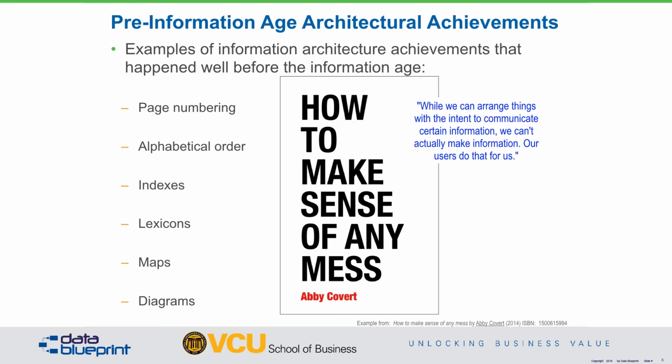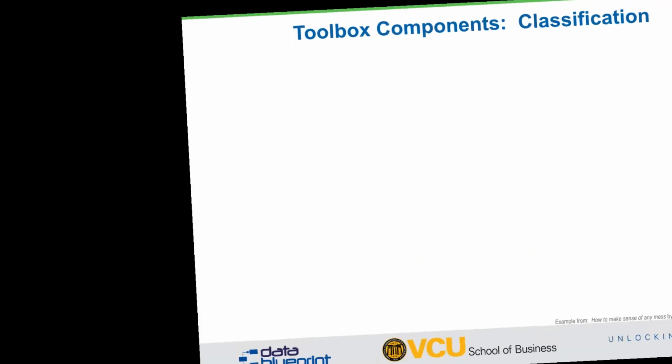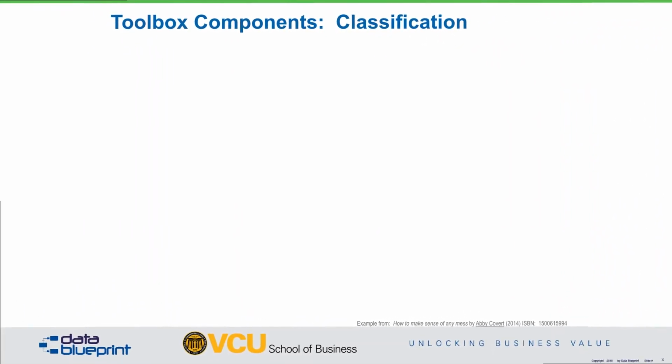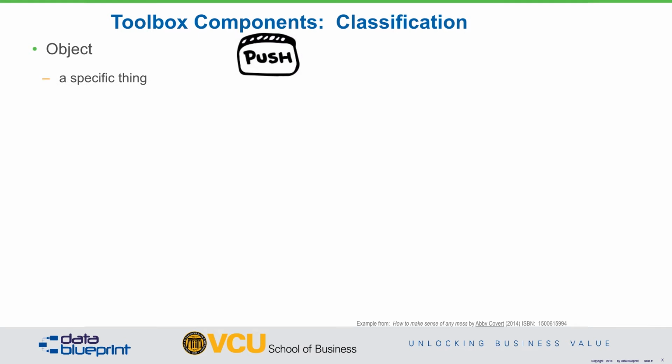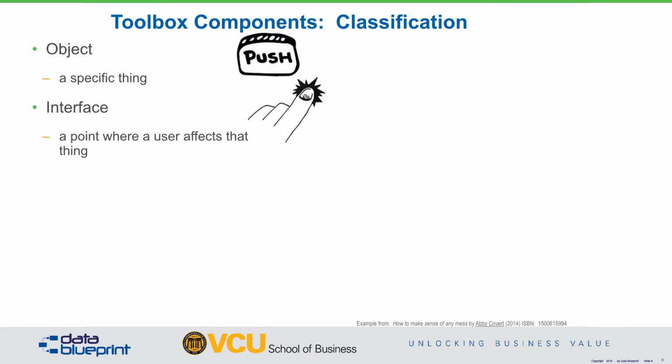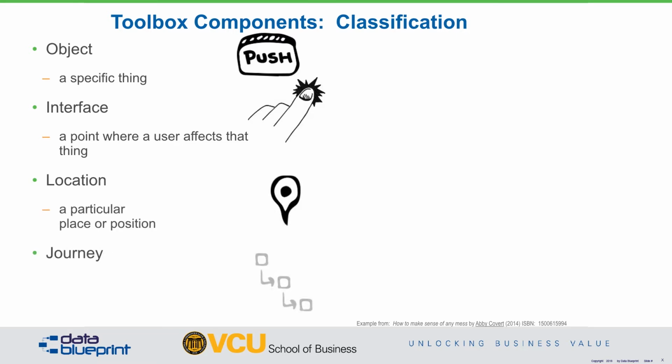We arrange things with the intent to communicate information. We can't actually make the information, however. That is for everybody else to figure out. So first of all, I'm going to classify the components that go into this toolkit that she uses here. An object is a thing. Great, it's a button in this case, but it could also be a business process that you're looking at or something else along that.